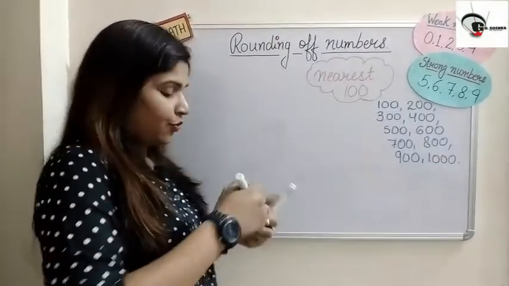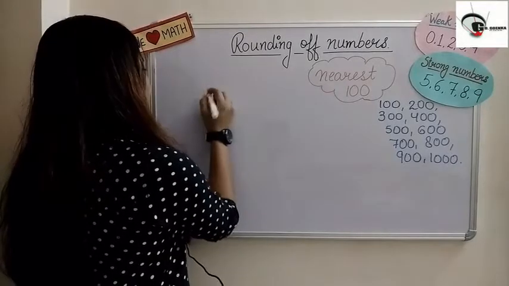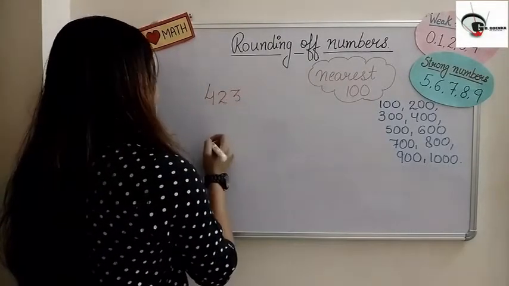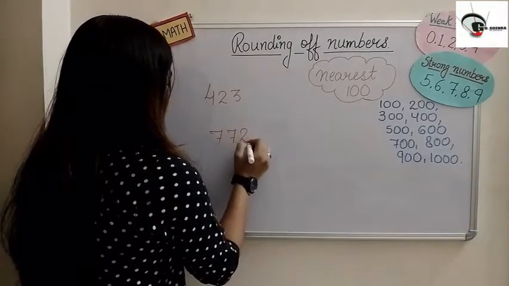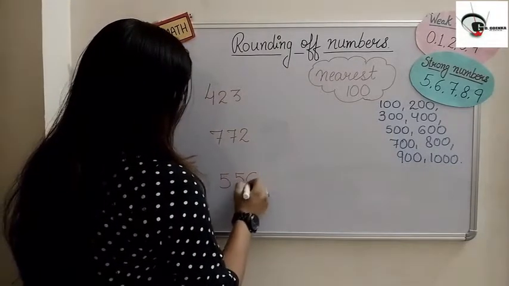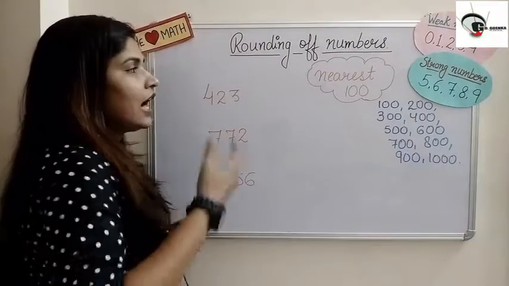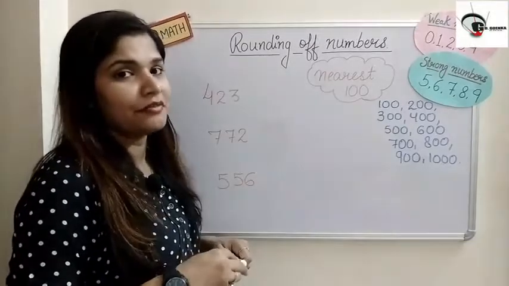Let us see how. Suppose I have a few examples here. Let me write down 423, 772, 556. So I have these three numbers. Let us see how we are going to round off these numbers to the nearest 100.